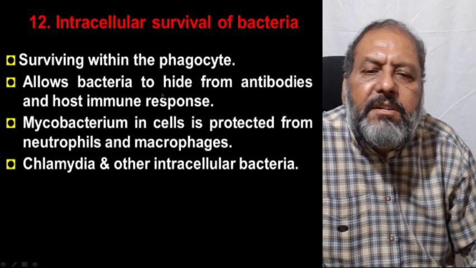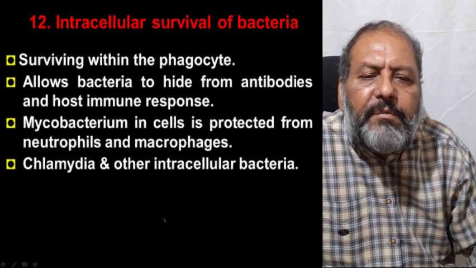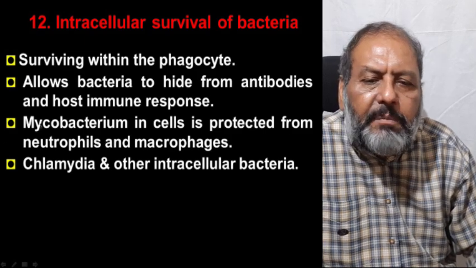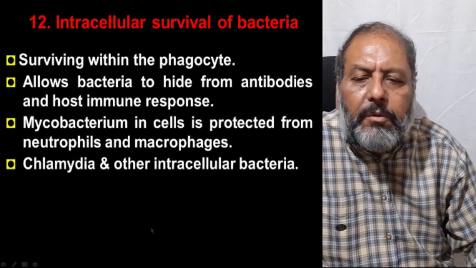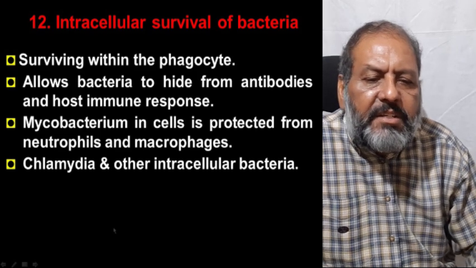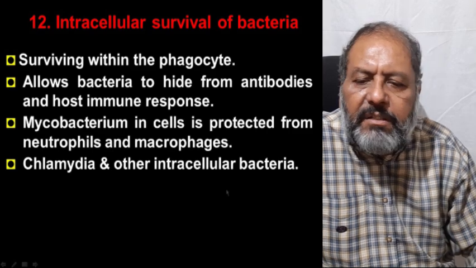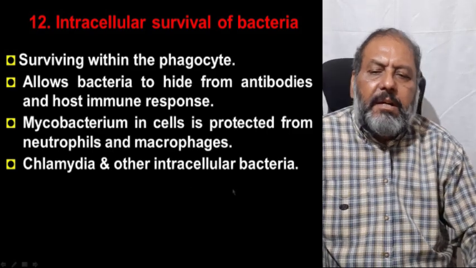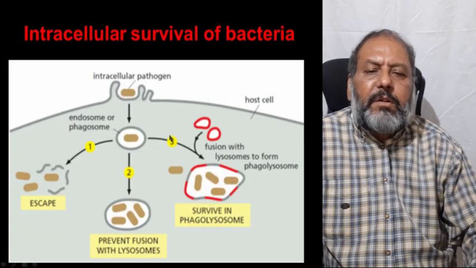The 12th is intracellular survival of the bacteria, surviving within the phagocytes and the neutrophils. This allows the bacteria to hide from the antibodies and the host immune response. Mycobacterium in cells is protected from the neutrophils and the macrophages. Chlamydia and the other intracellular bacteria are also avoided and protected from the neutrophils and macrophages.